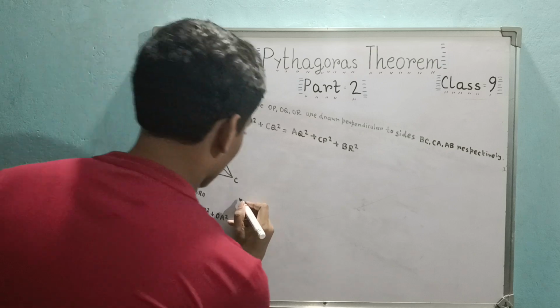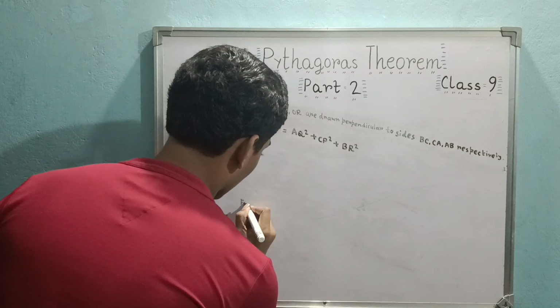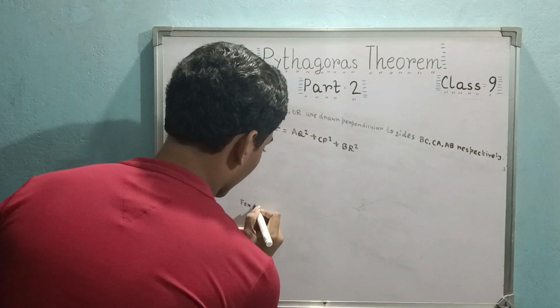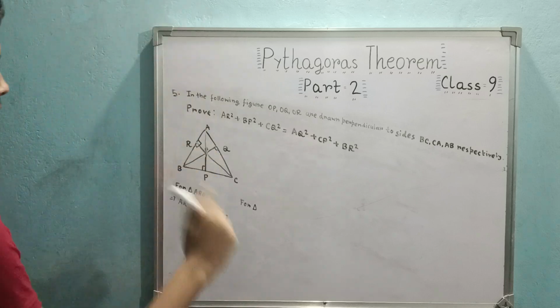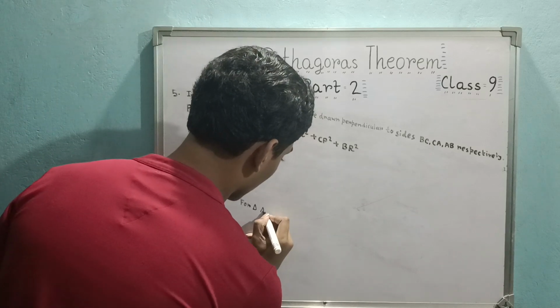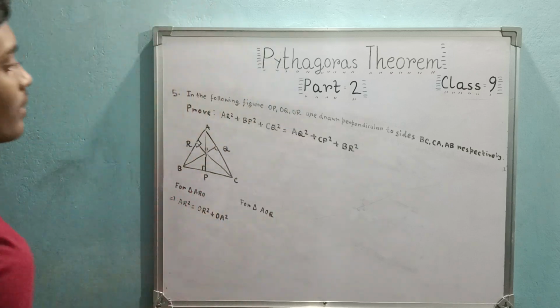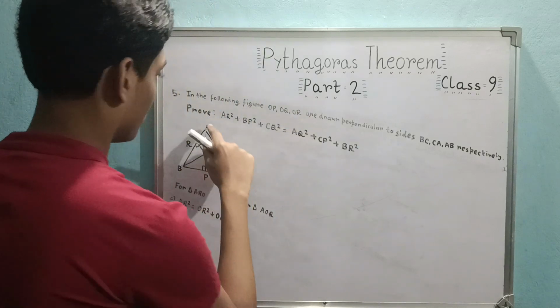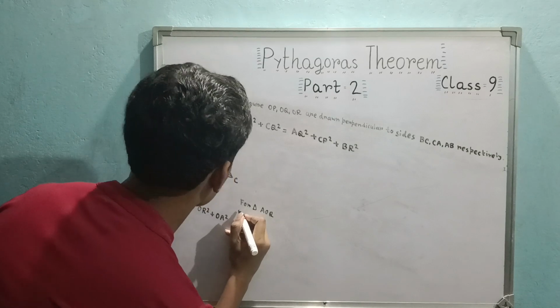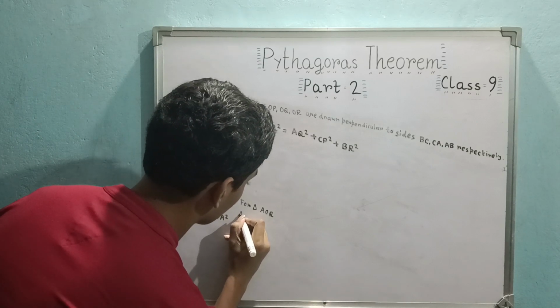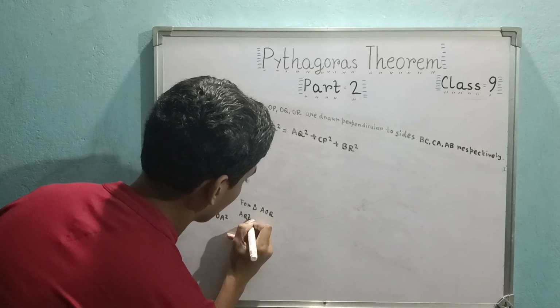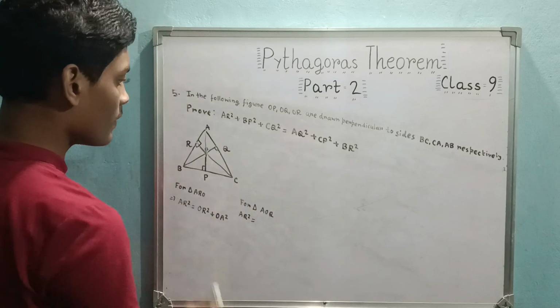Then for triangle AOQ, AQ square equals AO square plus OQ square.